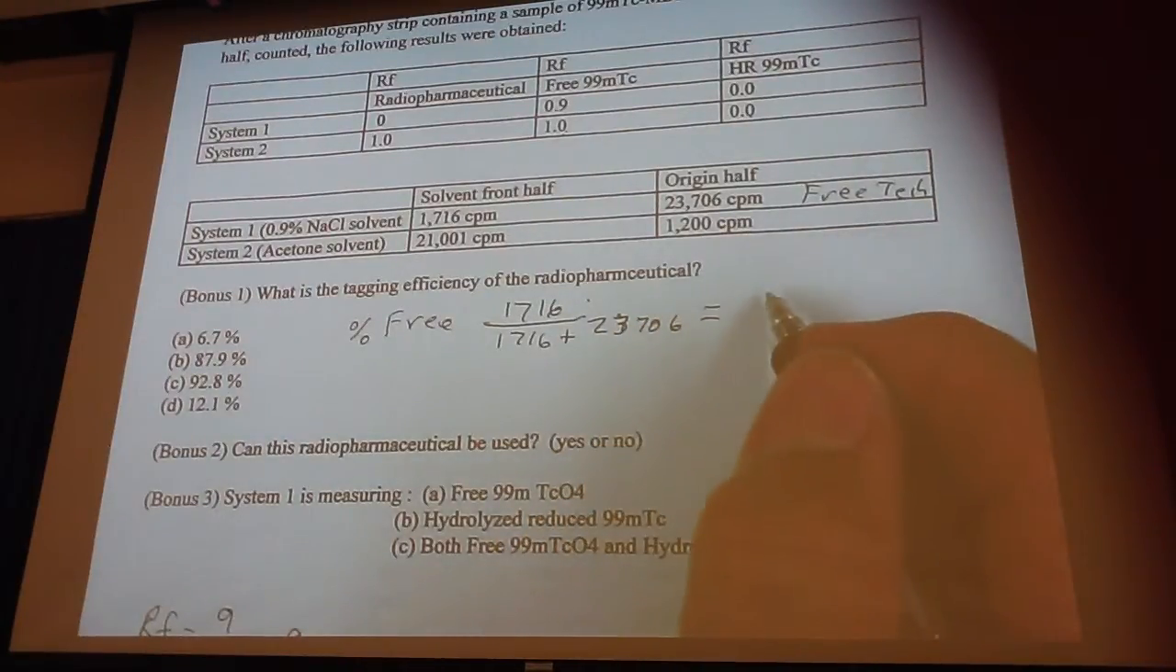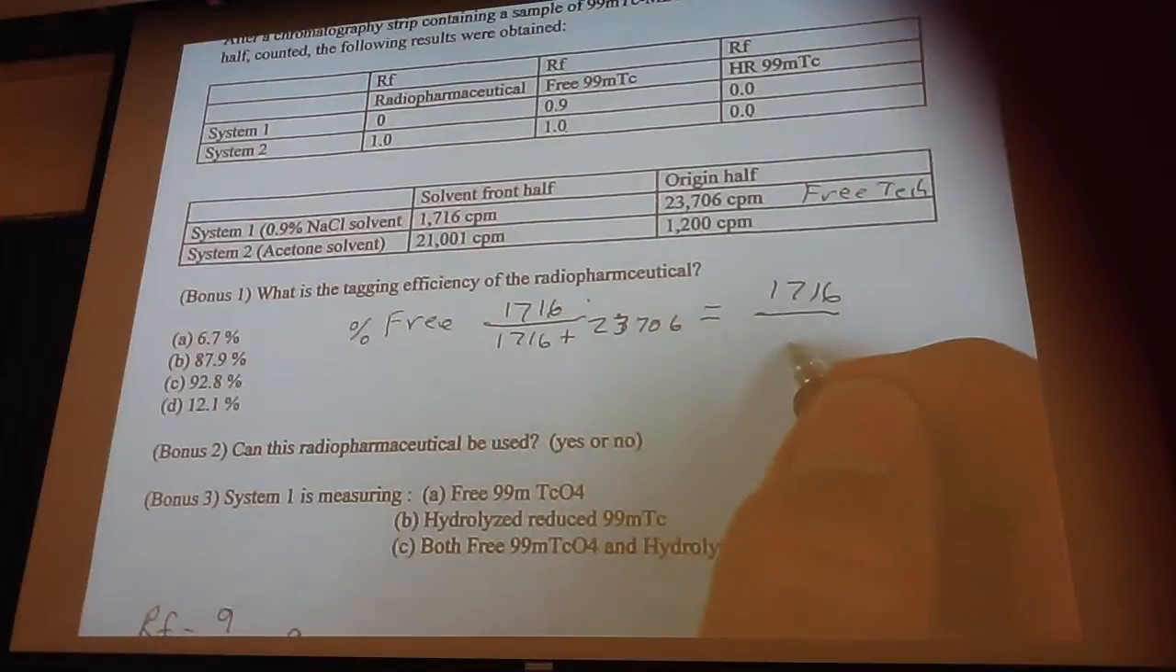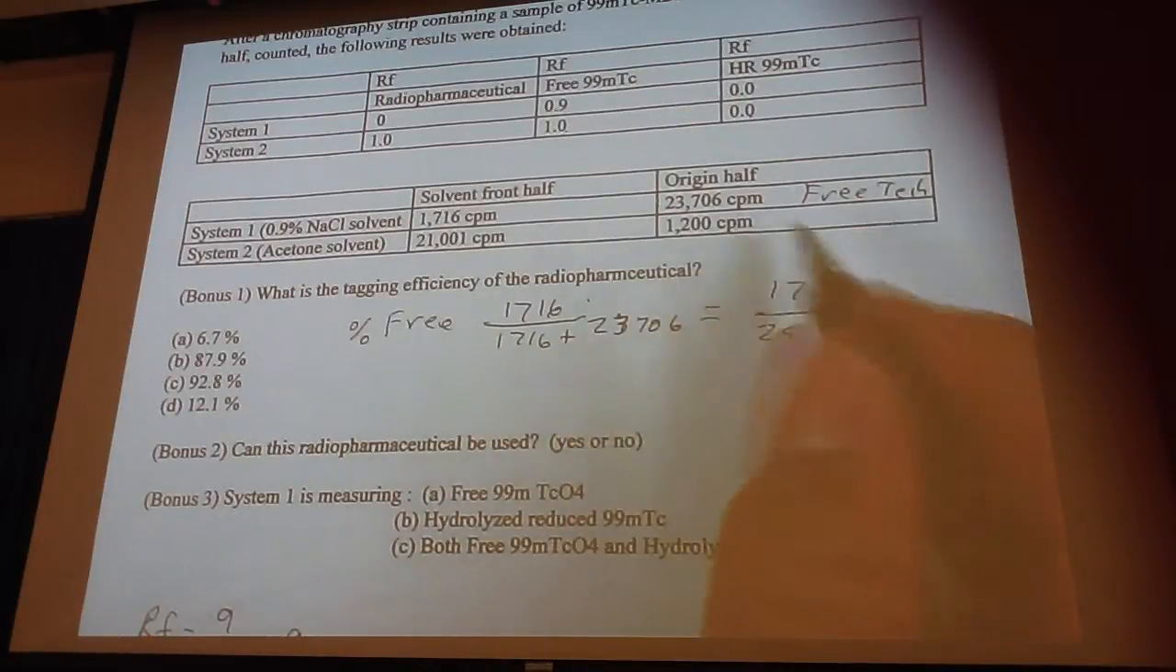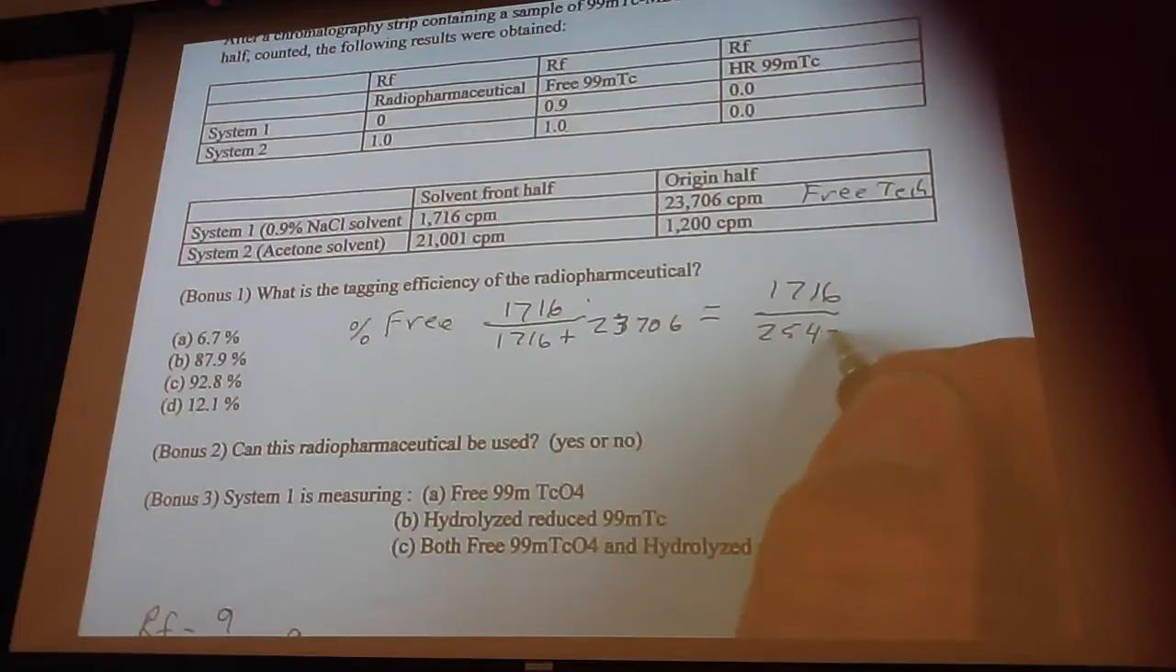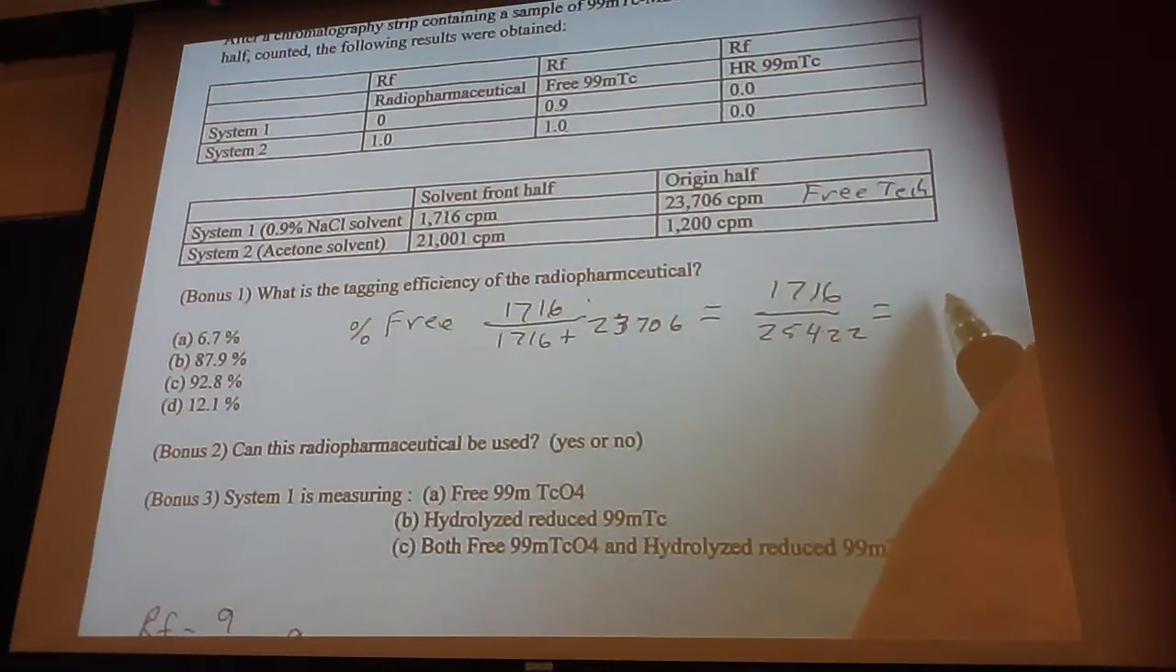Okay, so basically you have 1716 divided by, what do we have there? 25422. Was it 2 and 5? Did you get, oh, 25422. And it should be like about 5 or 6% or 4%. What'd you get?